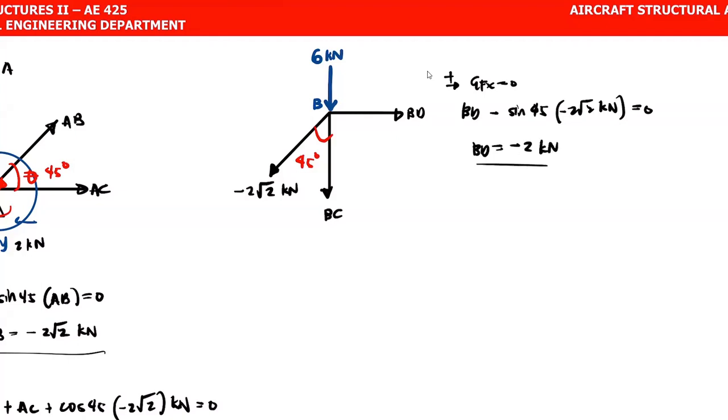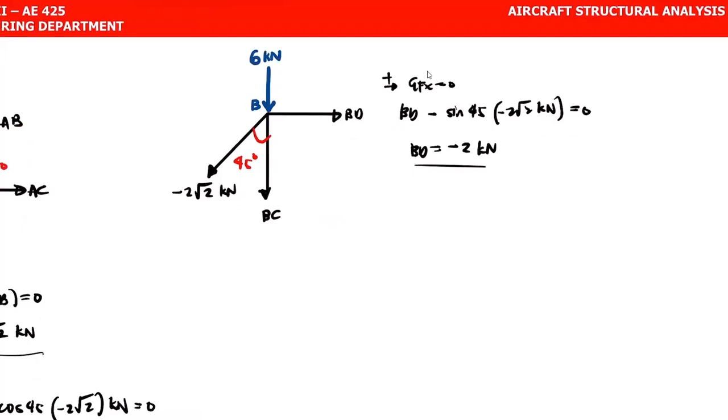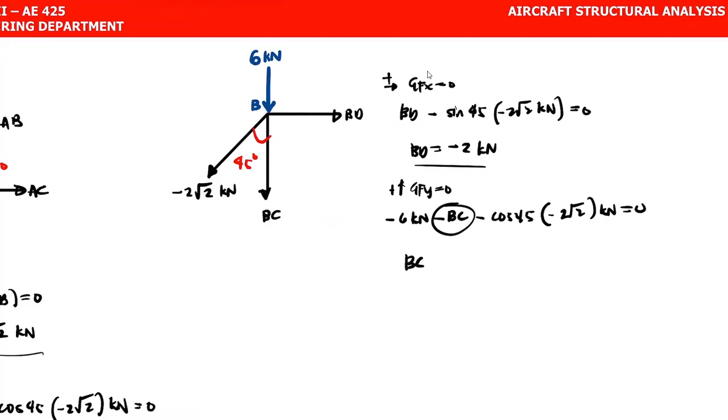Okay, so paano naging negative 2? Kasi negative times negative positive, tapos nilipat mo sa kabilang side. So naging negative ulit siya. Okay, summation forces Y naman is equal to 0. Going up is positive. We have negative 6 kilonewton minus BC, and then cosine, so that is negative cosine 45, negative square root of 2, square root of 2 kilonewton is equal to 0. So pag nilipat natin to sa kabila, magiging positive. So BC is equal to negative 4 kilonewton. Okay?